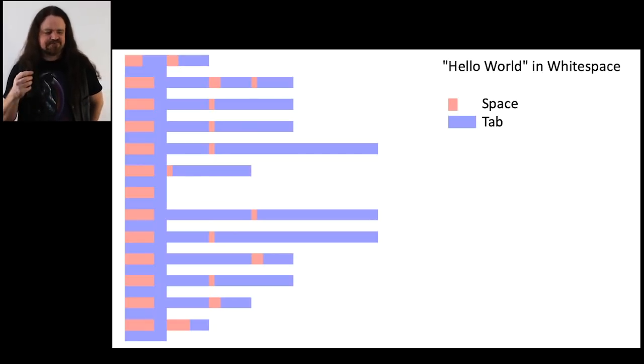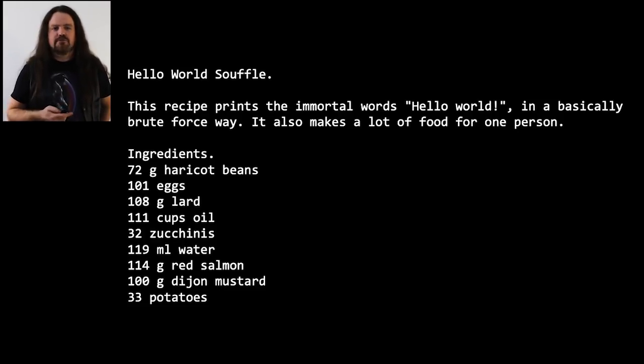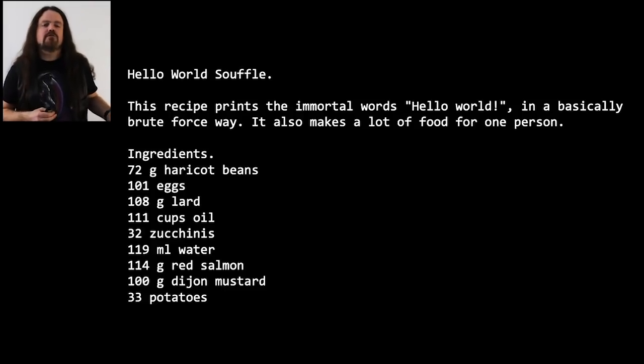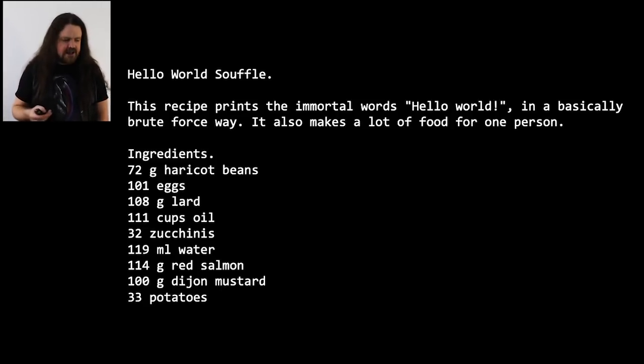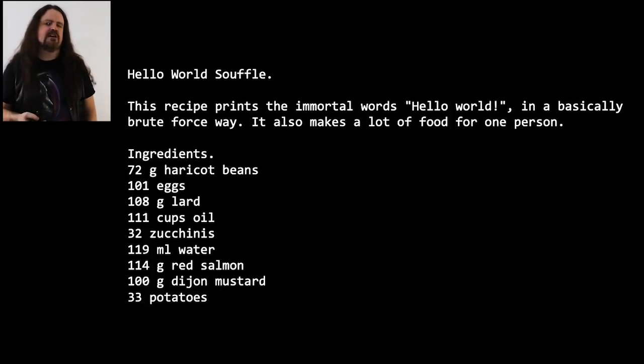Let's have a look at another one. Now this is the Hello World Souffle in the programming language called Chef. Now Chef is designed for creating programs that are also recipes. Now the Hello World Souffle here, have a look at the ingredients we got here. 72 grams of beans, okay, 101 eggs, 108 grams of lard, maybe, 111 cups of oil. This is a very kind of greasy, eggy kind of dish we got going on here. 33 potatoes, 32 zucchinis, and 114 grams of red salmon. Now, this prints Hello World, but you wouldn't want to sit down and eat it.